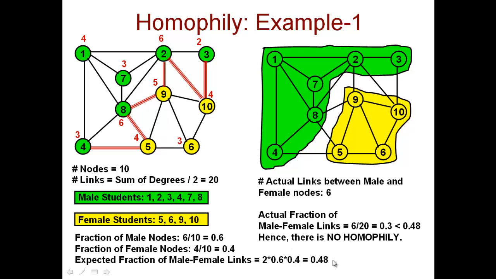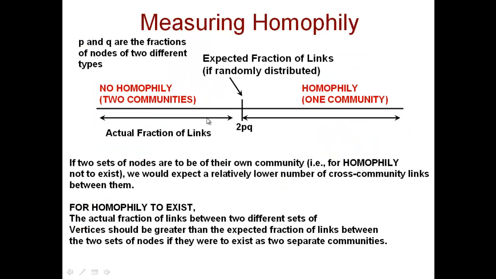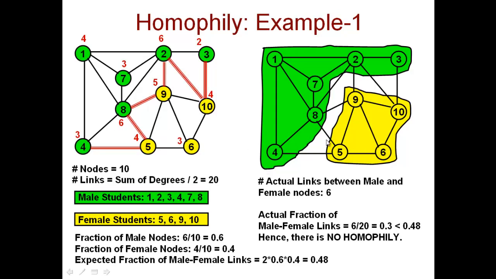And it is less than the expected fraction, which is 0.48. So this is 0.3, the actual fraction, less than 0.48, which is the expected fraction. So we say that the male and female students exist as two separate communities. There's no homophily.